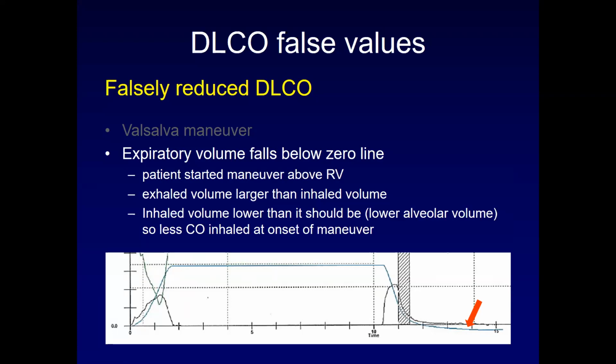And exhaled volume was larger than the inhaled volume. In doing that, the inhaled volume was lower than it should be, so less carbon monoxide was inhaled at the onset of the maneuver, leading to a falsely lower diffusion capacity.